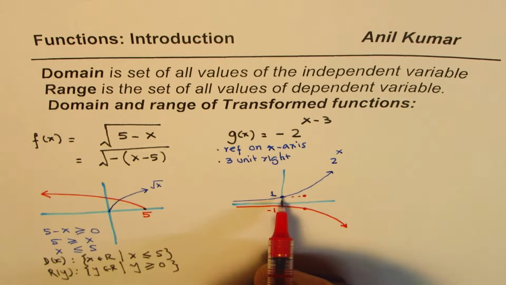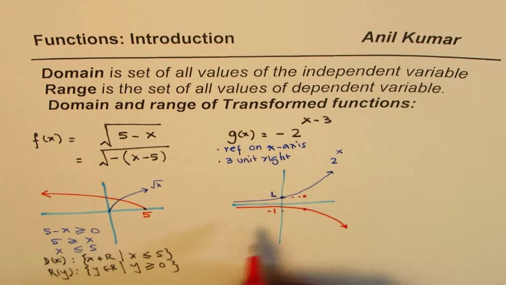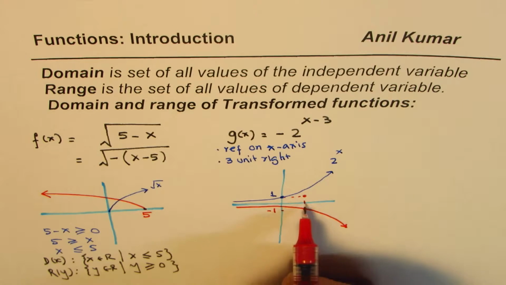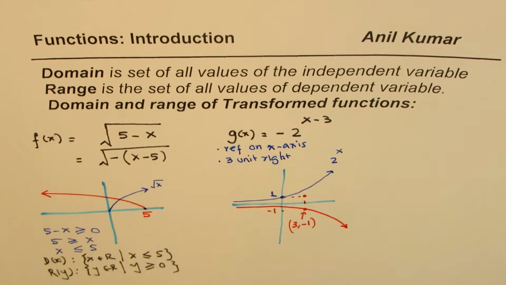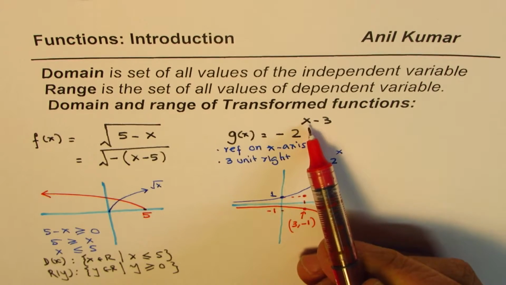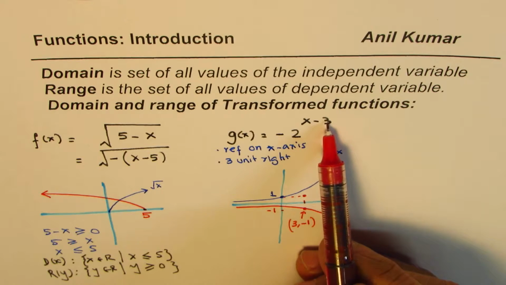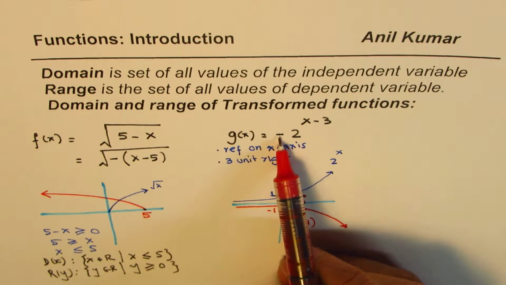So this point which we are tracking is 0, 1. It moves to 3, 1. Do you see that? So this point's coordinates here are 3, minus 1, since it got reflected. Do you see that? So if I substitute 3 here, then I get 3 minus 3 as 0. Anything to the power of 0 is 1, and that is negative 1.